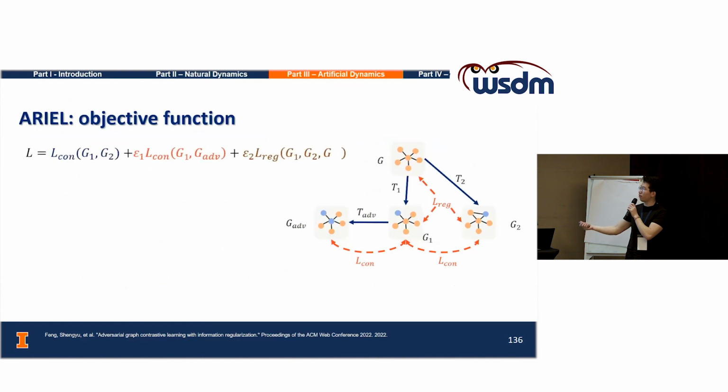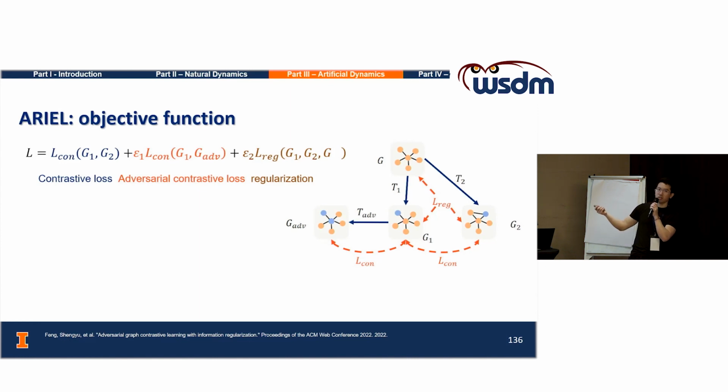So here is the final objective function. The objective function contains 3 terms. The first term is the classic contrastive learning loss between two views generated by the heuristic-based augmentation G1 and G2. Another is an adversarial contrastive learning loss between one of the heuristic-based augmented views G1 and the data-driven view G adversarial. And the third term is the regularization term we just mentioned, to penalize those trivial heuristic-based augmented views.